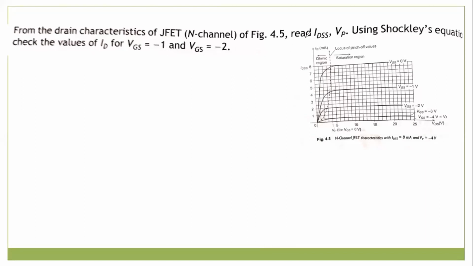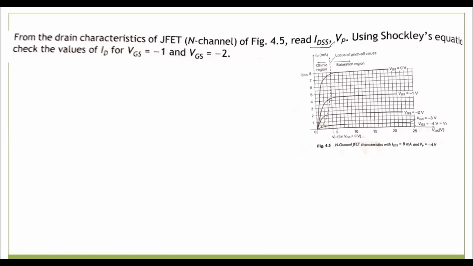What are the parameters we can find out? First parameter we can find out is IDSS. Here in the graph, it is specified that the IDSS value is 8 milliamps. Whereas VP is the same as VGS equal to minus 4. At VGS equal to minus 4, the drain current will become constant. So these are the data I can obtain from the graph.